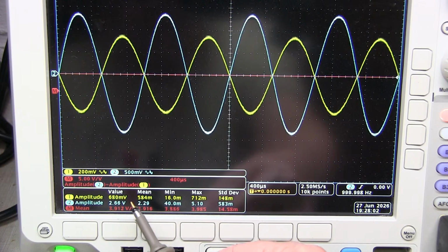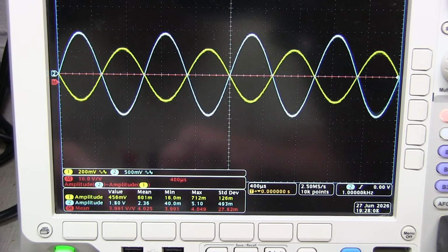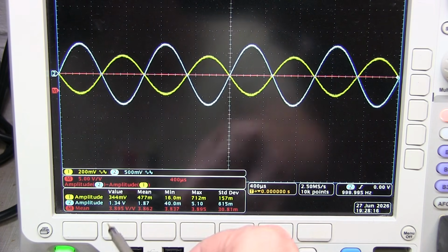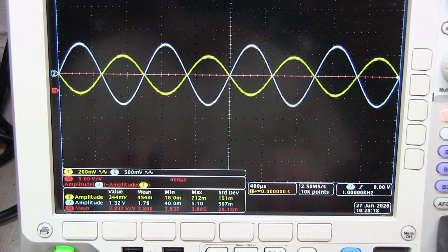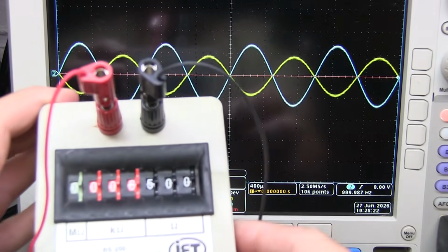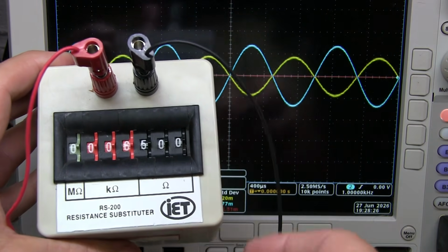Okay, so we can see that we're starting at 680 millivolts. So I'm going to adjust the resistor substitution box here until we get to something in the neighborhood of about half of that. So let's see, right about there. We're at 344. That's close enough to half. And let's take a look at what our resistor substitution box is. And it's showing 6.5k ohms.